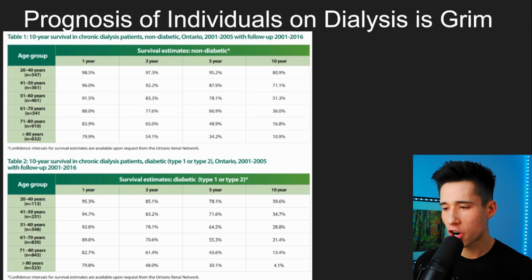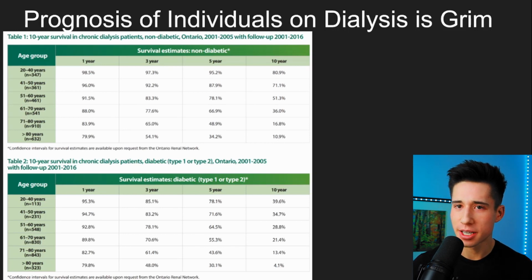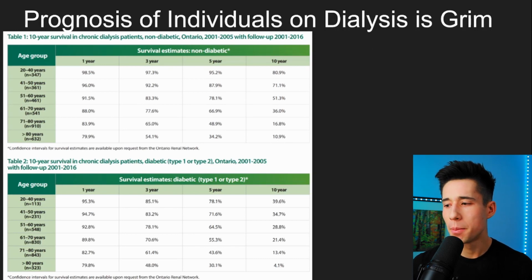So here we've got a chart. This data comes from Ontario, I believe, and it pretty much tells us the chances of survival of dialysis patients by age and also by whether or not they have diabetes. So those are the two different slices that they looked at in this data.